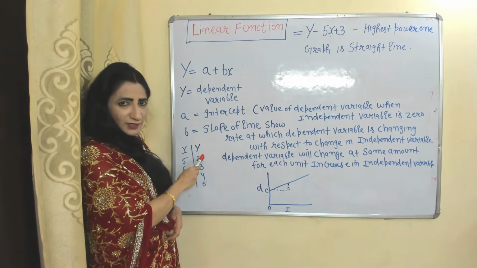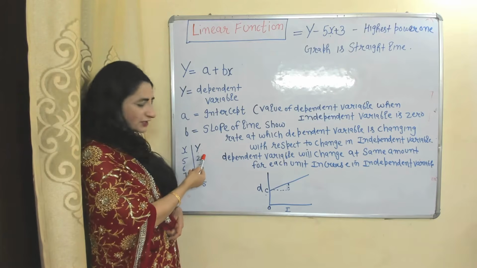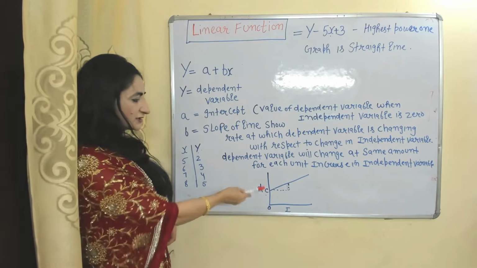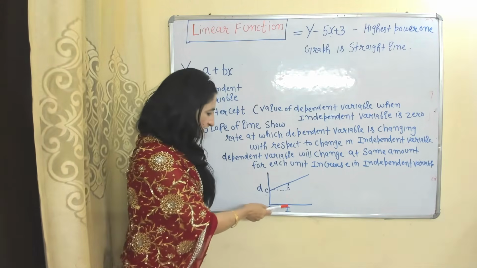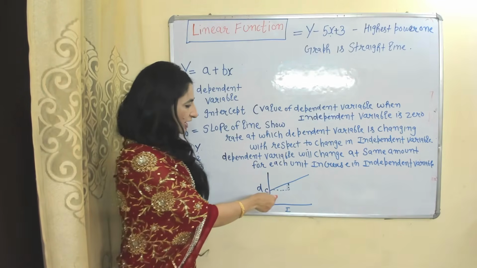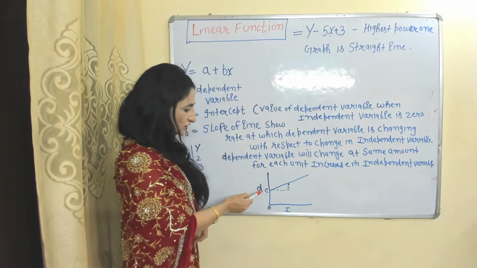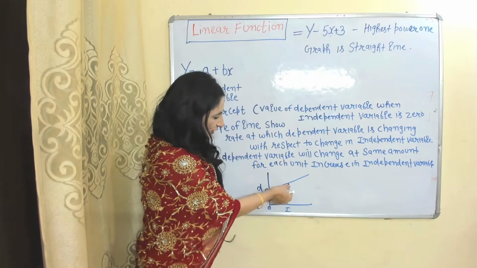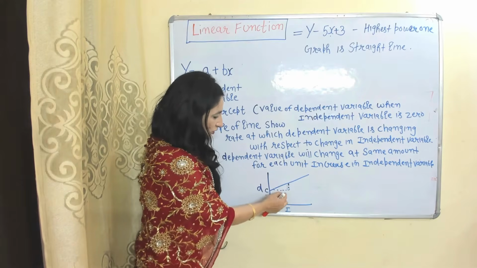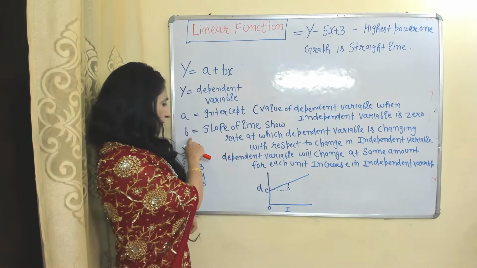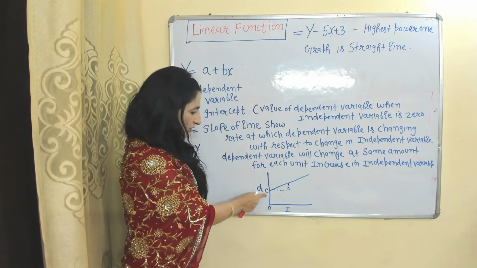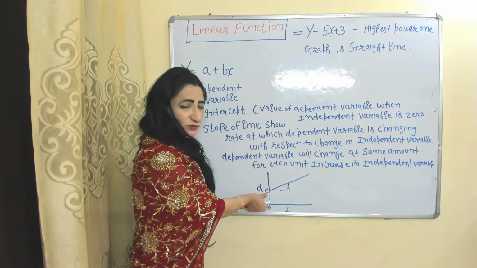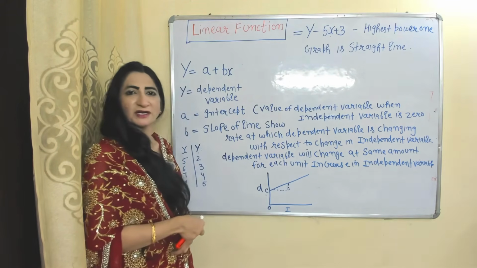Here you can see the dependent variable changing by the same amount for each unit increase in the independent variable. This is the diagram of a linear function. The straight line shows the relationship between the dependent and independent variable. This much change in the independent variable will lead to this much change in the dependent variable. So this is the slope of the line, meaning this is B. When the independent variable is 0, the dependent variable is C. OC will be called our intercept because intercept shows the value of the dependent variable when the independent variable is 0.